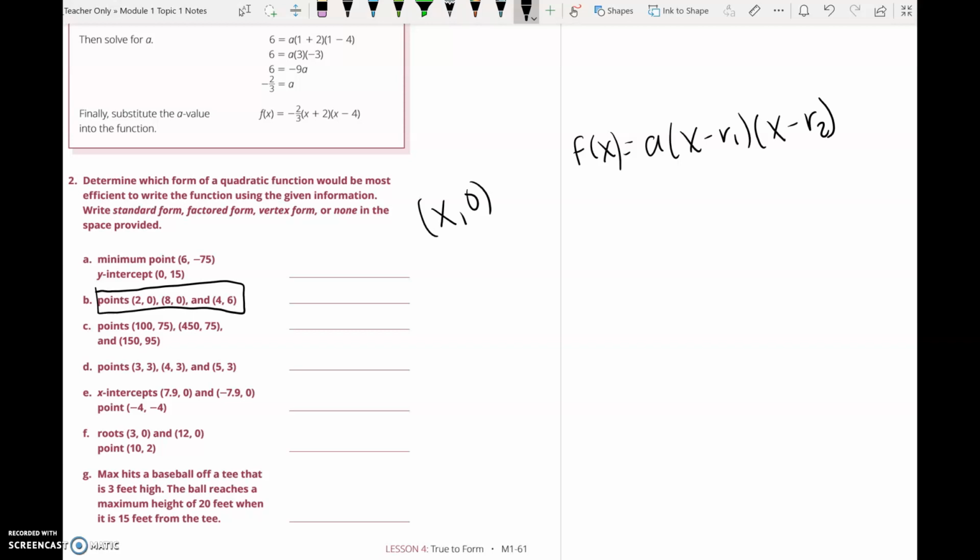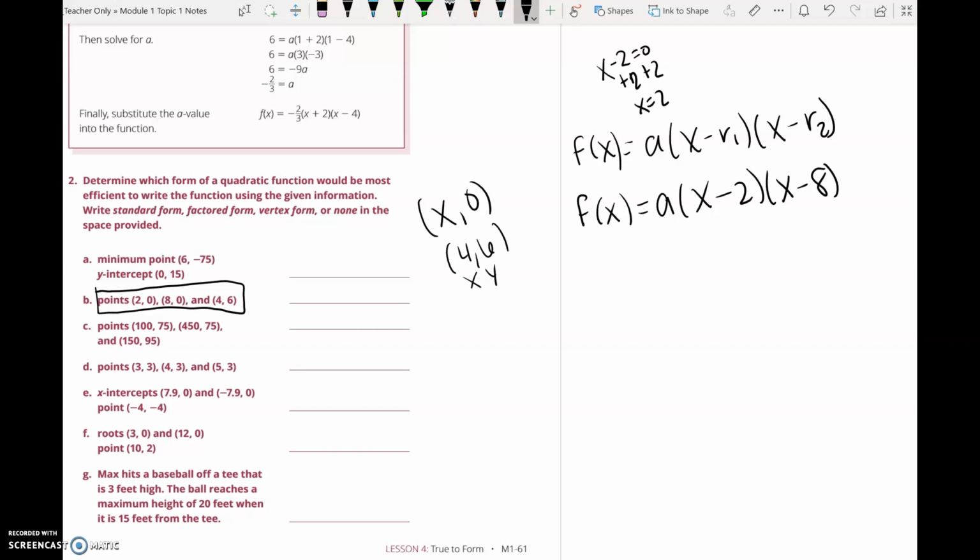Okay. And so I am going to plug in my intercepts. So I have 2 and 8. Remember, what you do with these intercepts is you set them equal to 0. So notice how I do want x minus 2, x minus 8. My point is 4, 6. So I'm going to plug that in. So I'm going to say 6 equals a, 4 minus 2, 4 minus 8.